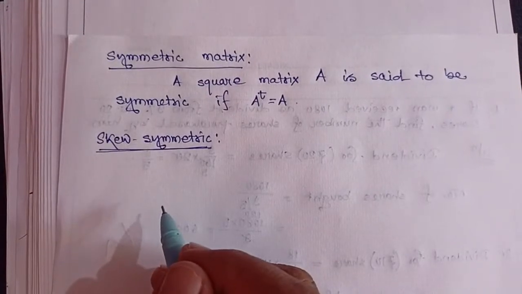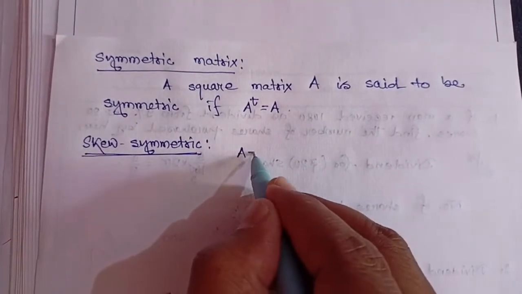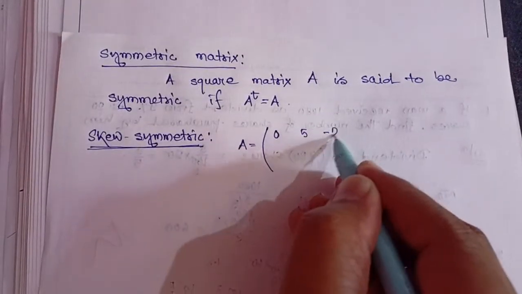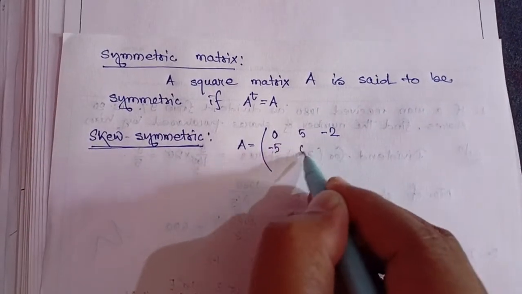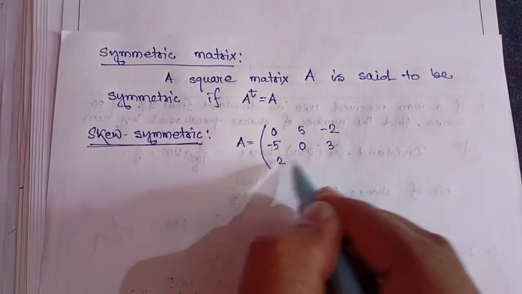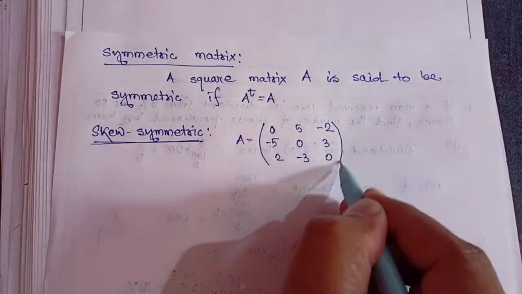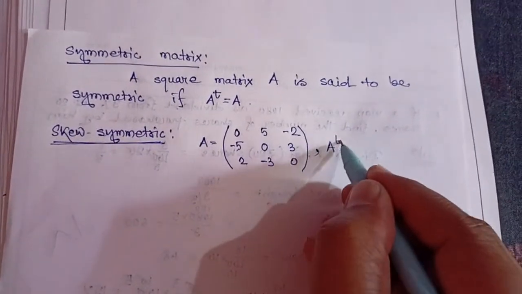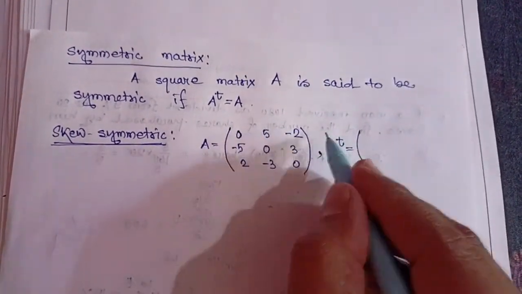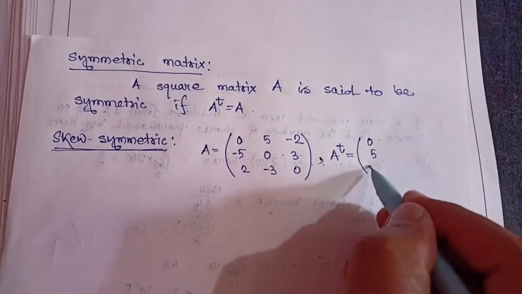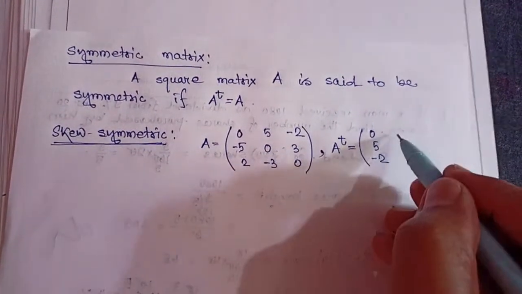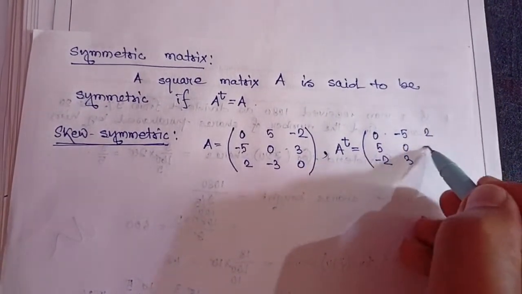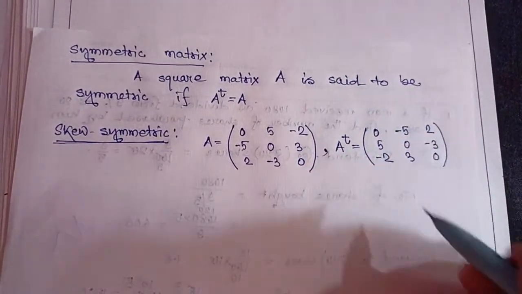Again, by one example I am discussing. Suppose one matrix I am taking, A equals 0, 5, minus 2, minus 5, 0, 3, 2, minus 3, 0. Okay, let's take the transpose of this matrix. If we take the transpose, again rows transform to columns. So the first row changes to the first column, 0, 5, minus 2. The second row changes to the second column. The third row changes to the third column. This is the transpose of the matrix.